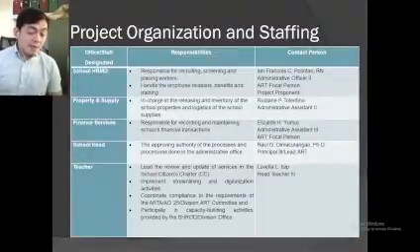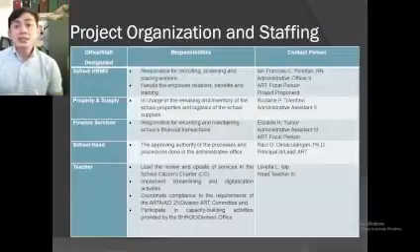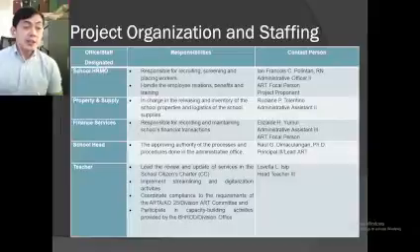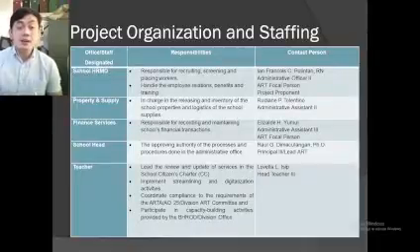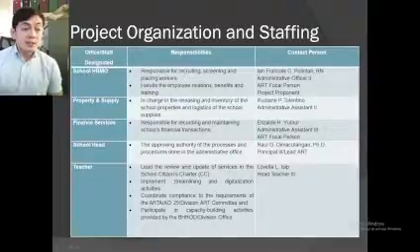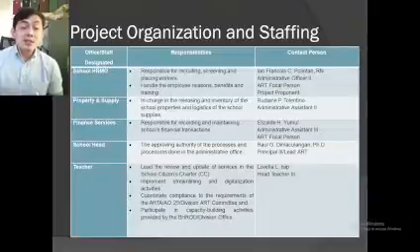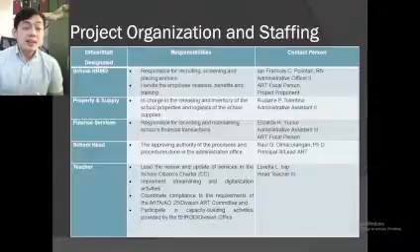Now, the project organization and staffing of the personnel involved in this particular innovation: the school HRMO, the Human Resource Management Office, is responsible for recruiting and placing, handling relations, benefits and training. Okay, the contact persons, I identified who is responsible for this. Property and supply is in charge of releasing inventory of the school properties and logistics of the school supplies. Finance and services, the school head and the teacher.